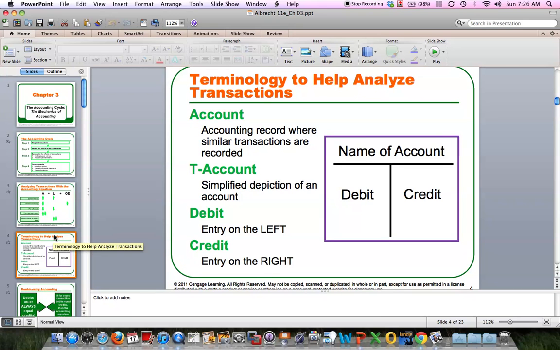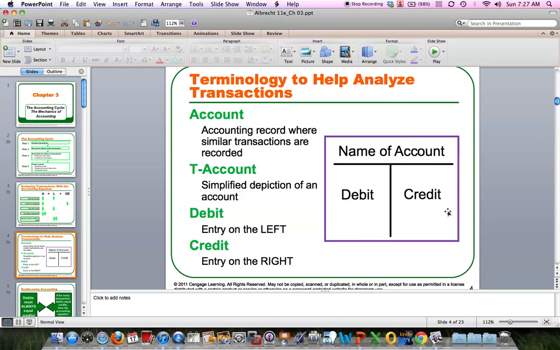Okay, so we'll next talk about T accounts and terminology to help analyze transactions. You can see here that we have a T account, and you can see it's called a T account because you've got a horizontal and a vertical line that make the letter T. Now, one thing to keep in mind is T accounts are set up the same way all the time, and that is the name of the account is at the top, and debits are always left, and credits are always right. That will never change.